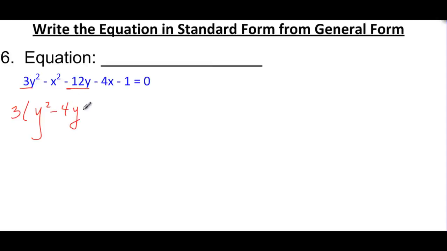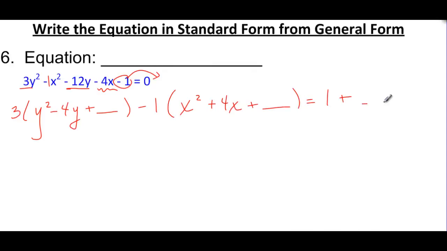negative 4y plus blank. And then from the x, a lot of students forget that there's a negative 1 in front. I can't have a negative 1. I need to have a positive 1. So I have to factor out a negative 1, which leaves me with a positive x squared. And if I factor out a negative 1, I'm left with a positive 4x plus blank equals, and again I want to move this negative 1 over to the other side, which makes it a positive 1. Then I'm going to add my two blanks.